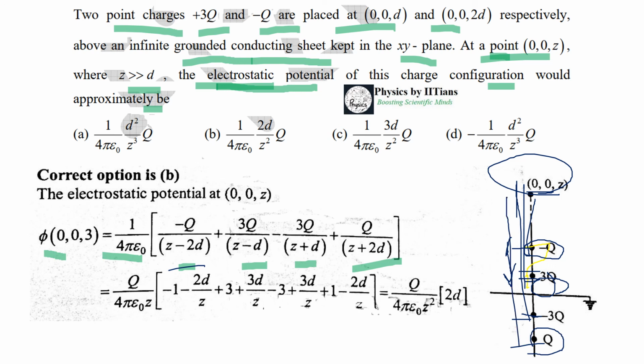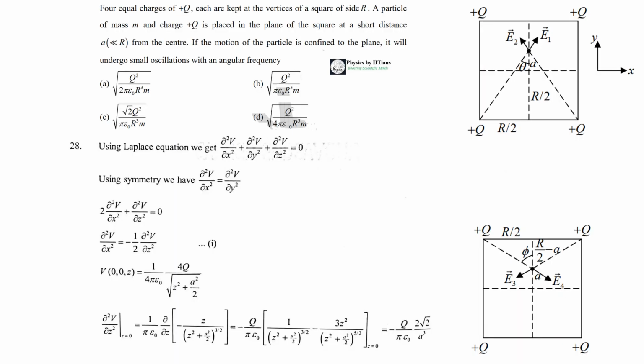Alright. So you find the potential as q by 4 pi epsilon naught z square into 2d. So this is very simple. You just have to understand how to find the image charges, how to find their positions, and how to take their potential or the charge distribution. That's all. So this is your homework.